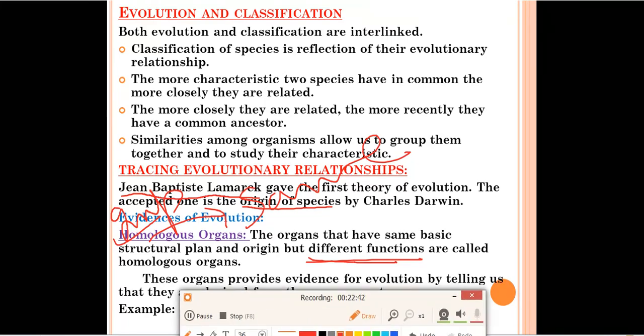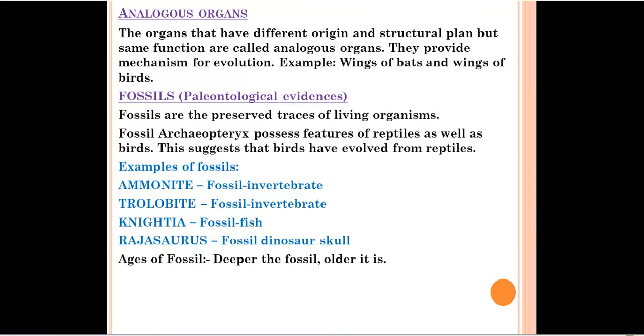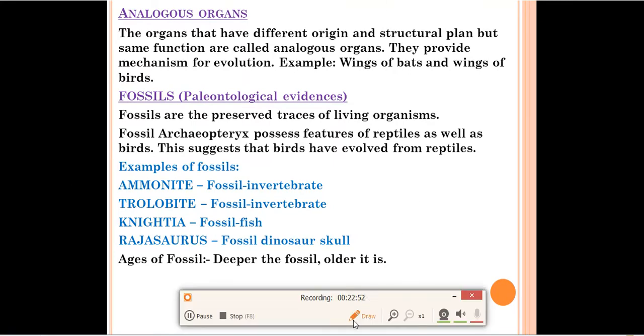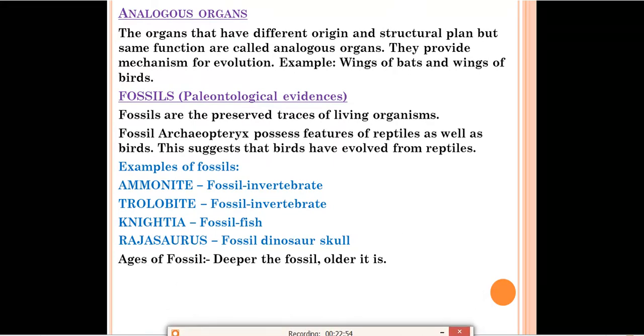Now we'll move towards analogous organs. Analogous means different. So they have different structure and origin, but the same function. The organs that have different origin and structural plan but the same function, just opposite to homologous organs, are called analogous organs. You have to write that over there.